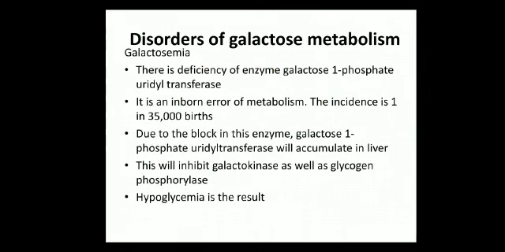Disorders of galactose metabolism include galactosemia. When galactose 1 phosphate uridyl transferase is deficient, what happens? Galactose gets accumulated, right? So that will lead to galactosemia. The incidence of this disorder is 1 in 35,000 births. Due to the block in this enzyme, galactose 1 phosphate will accumulate in the liver. This will inhibit galactokinase as well as glycogen phosphorylase.